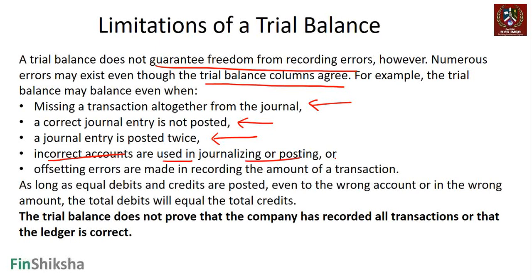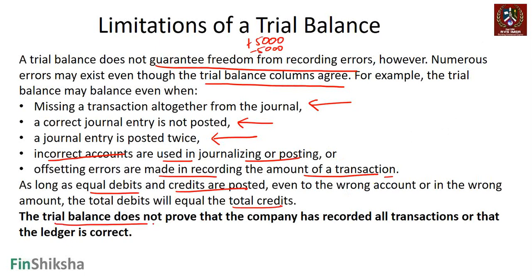For journalizing or posting. So at the end, while the ending balances are the same, you could have a problem where the trial balance may not look correct, right? Offsetting errors are made in recording the amount of transaction. So I make two errors, one of plus 5,000, another of minus 5,000. It'll be difficult to catch this directly, right? So as long as equal debits and credits are posted, even to the wrong accounts or the wrong amounts, then the total debits will equal the total credits.